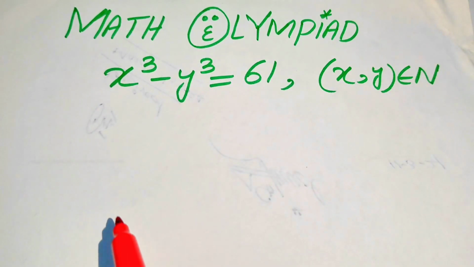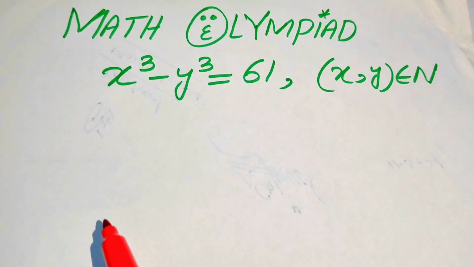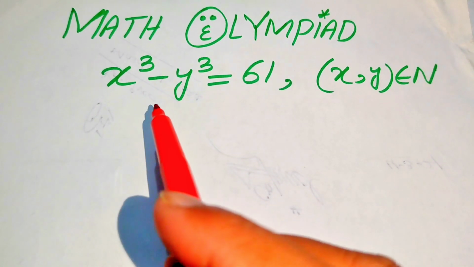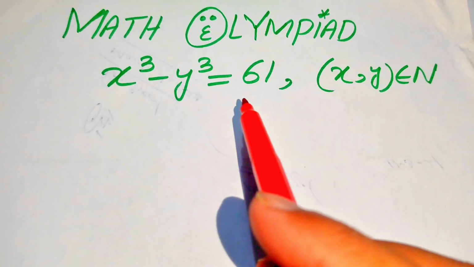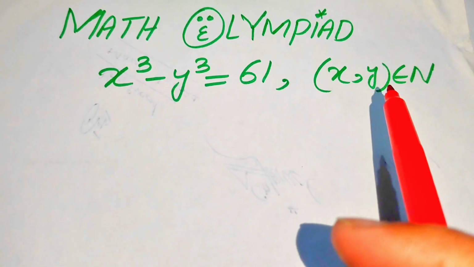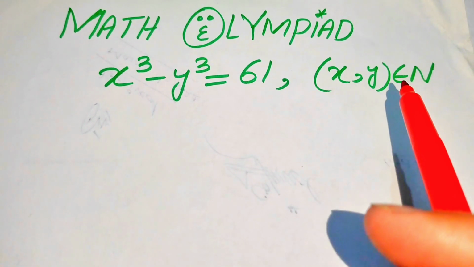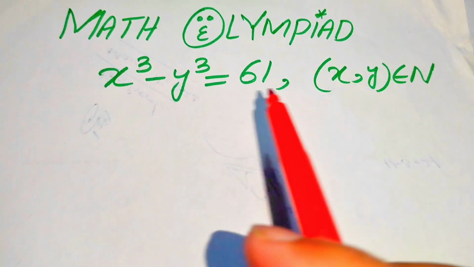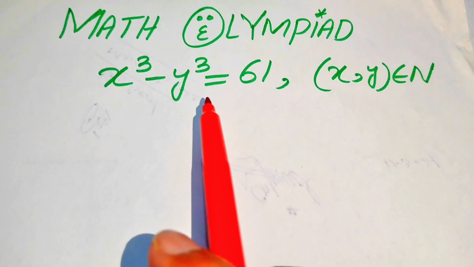Hello everyone, welcome to solve this math Olympiad algebra problem. We have x cubed minus y cubed equals 61, and x and y must belong to the natural numbers. Here N denotes the natural numbers, and in this question we find the values of x and y.